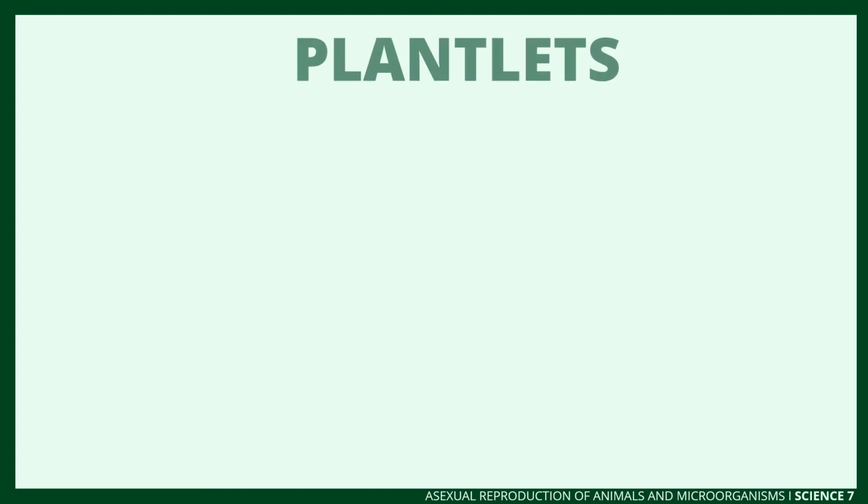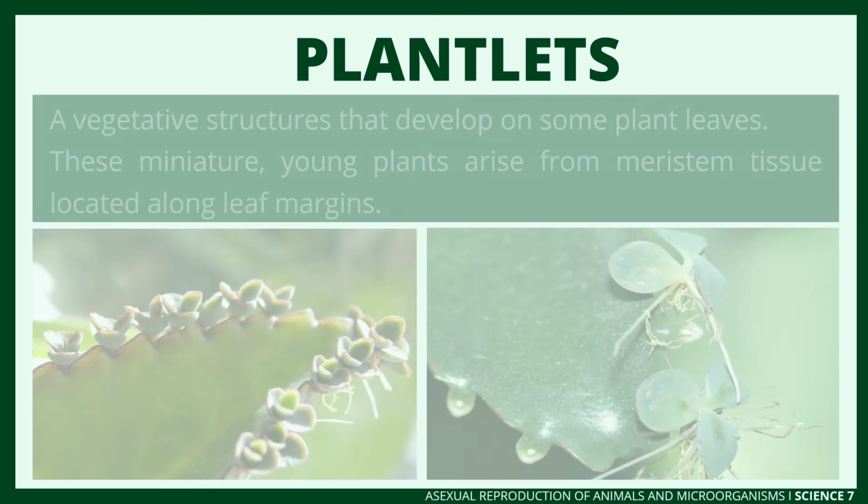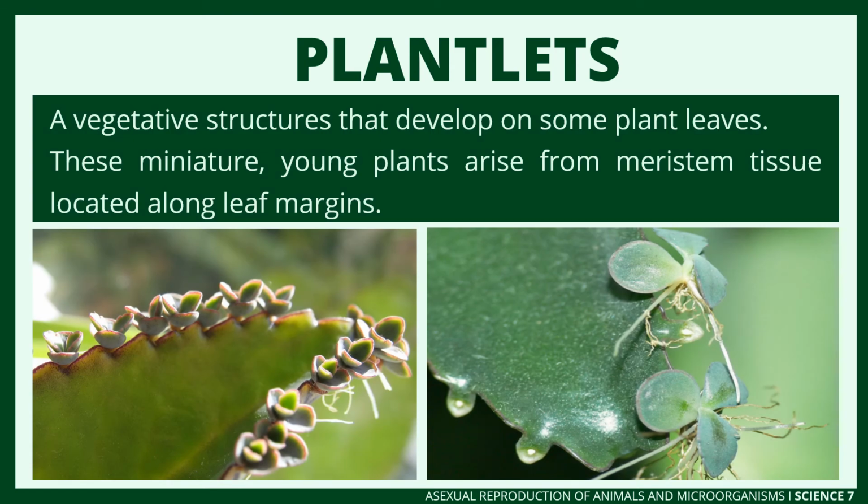Last, but definitely not the least, is plantlets. These are vegetative structures present in some plant leaves. These young plants develop from the meristem tissue found along the margins of a leaf. Meristem tissue is a region of cells capable of division and growth in plants.